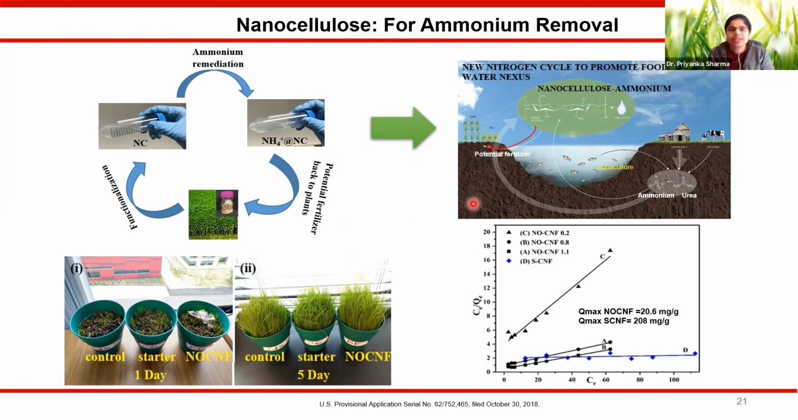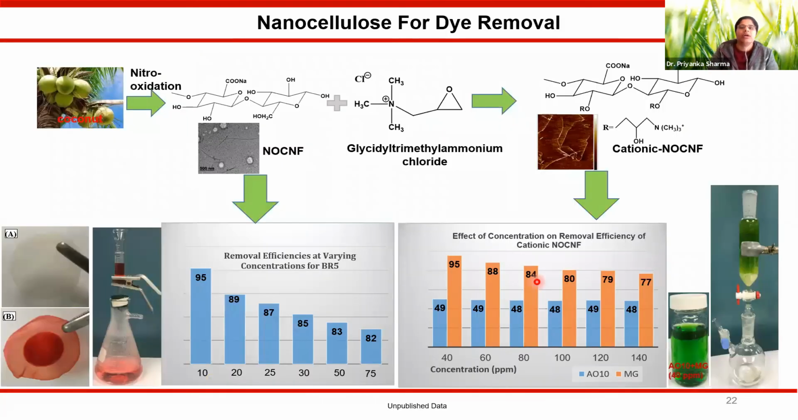So this way, by using this NOCNF material, we have promoted the food, energy, water nexus cycles. We have cleaned land, air, and water. And in future, we want to apply this material to solve the algal blooms, first locally all around the university, and then see what the capability is, what the real efficiency of this NOCNF is.